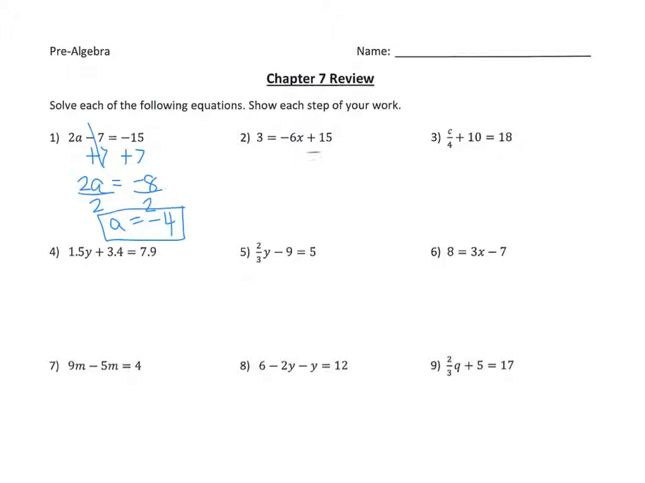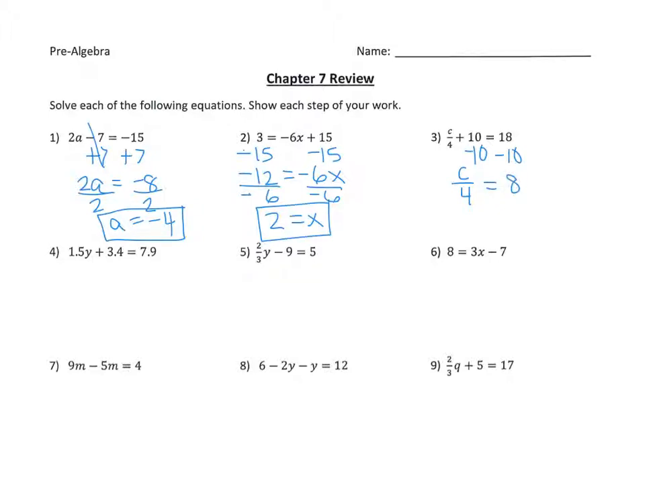Number 2, I'm going to subtract 15 from each side. So 3 minus 15 is negative 12 equals negative 6x. Divide both sides by negative 6. These two negatives make a positive, so 2 equals x. Number 3, I'm going to subtract 10 from each side. So it's c over 4 equals 8. And then I'm going to multiply both sides by 4. So this cancels out, so I have c equals 32.